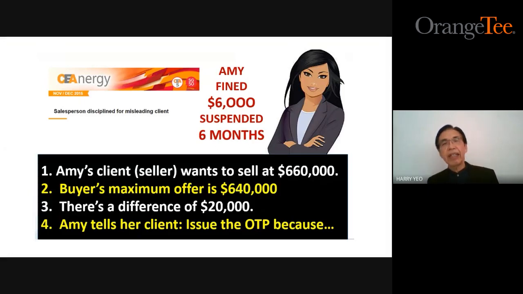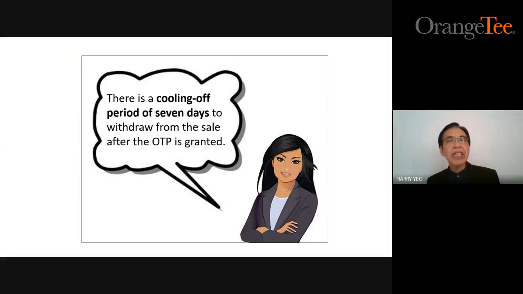Amy tells her client, Mr. Seller, issue the option to purchase at $640,000 because there is a cooling off period of 7 days to withdraw from the sale after the option has been granted. Seller issued the option at 640,000 because you got 7 days cooling off period to withdraw from the sale after the option has been granted. This is what she told the client.